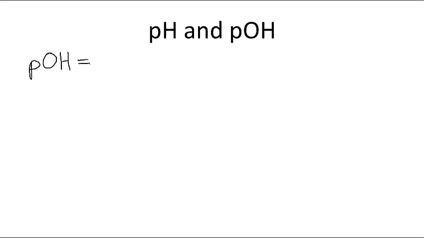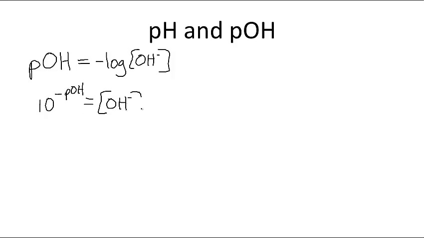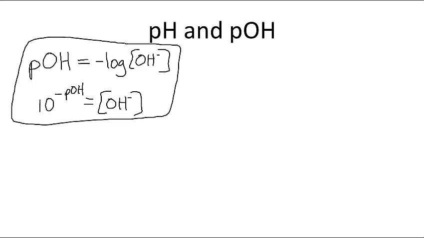So pOH is going to be the negative log of the concentration of OH minus. And now we could also say 10 to the negative pOH will equal the concentration of OH minus. Right, so those equations still apply, just like they did to pH. But there's going to be a relationship between these two.